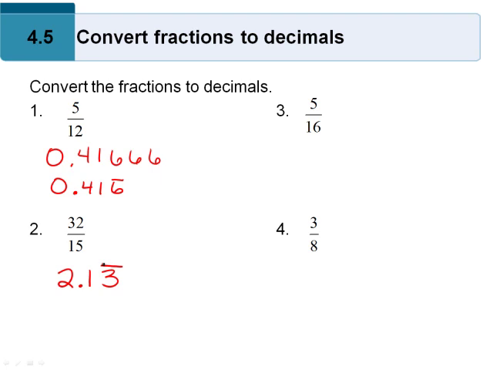All right. Number 3. 5 over 16, we're going to do 5 divided by 16, and here we get 0.3125. That one terminated, so you don't have to have any repeating bars there at all. All right, and 3/8, number 4, 3 divided by 8 comes out to be 0.375, and that's also a terminating decimal. It did not repeat. So these answers are going to either repeat or terminate. They'll do one of the two when you're doing these problems with the fractions.